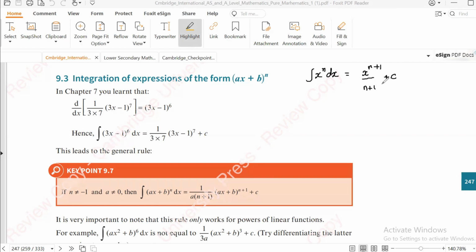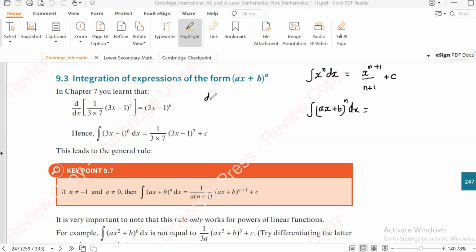Now we will discuss one more formula which is related to the integration of the expression. For example, if we have integration of (ax plus b) whole power n dx, in this case we can apply the integration, or we can add 1 in the power only when we have the derivative of ax plus b. So if you check the derivative of ax plus b, that is exactly a.